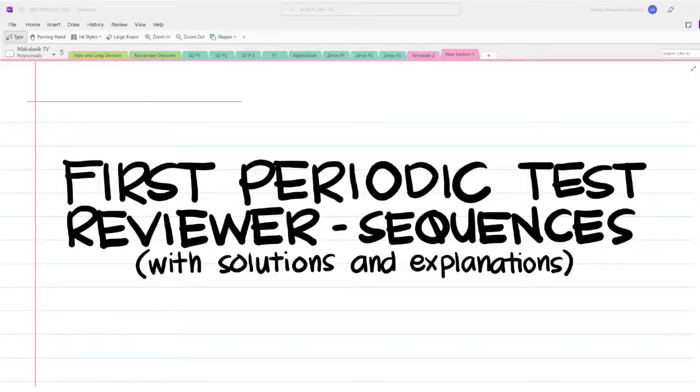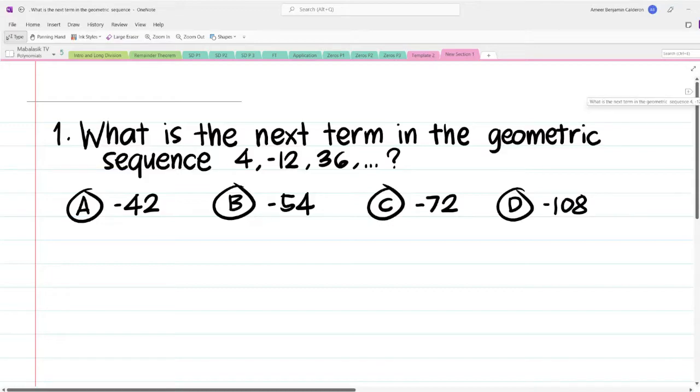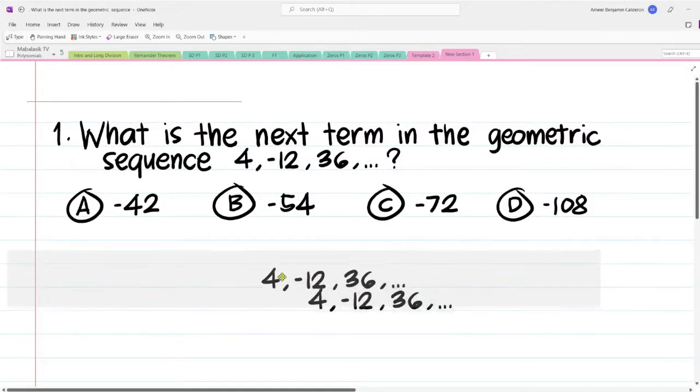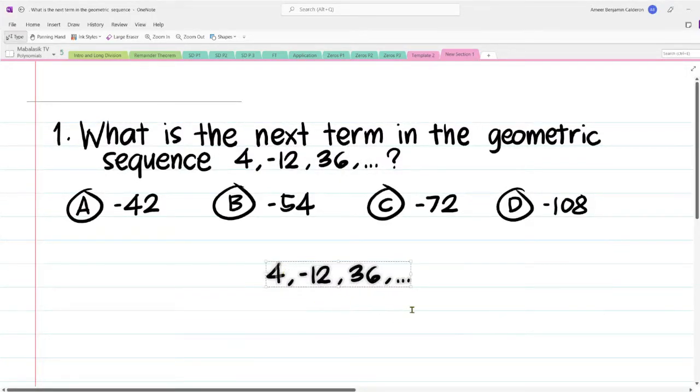Okay, guys, so this will be our reviewer for sequences. Let's have our first question. What is the next term in the geometric sequence for 4, negative 12, 36? And just like what we always do, we take the sequence. I'll copy this sequence and paste it here. So we have our sequence here, and then we identify the pattern.